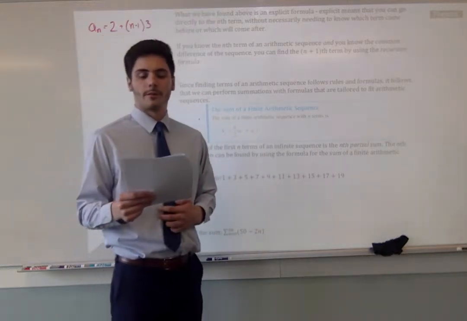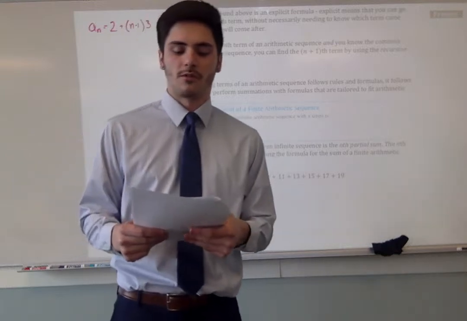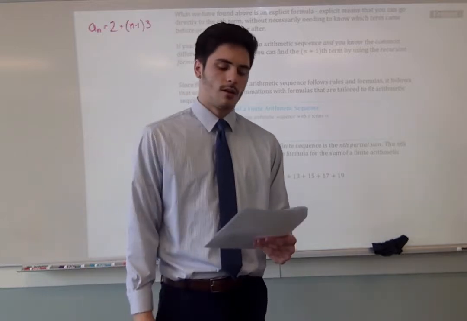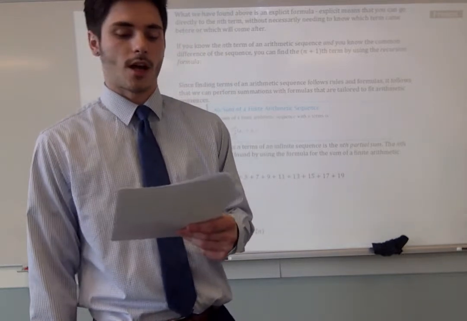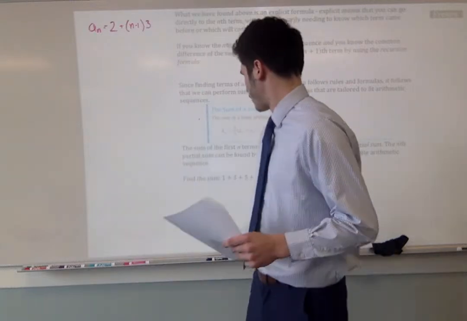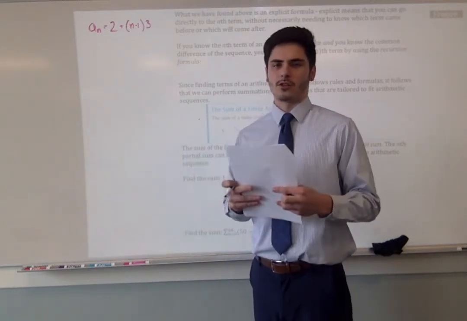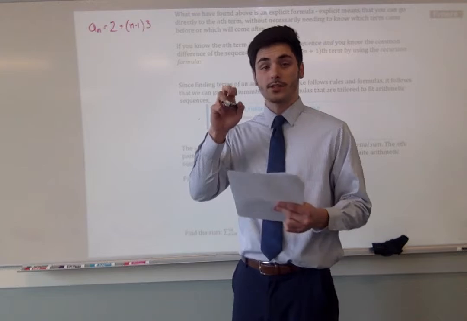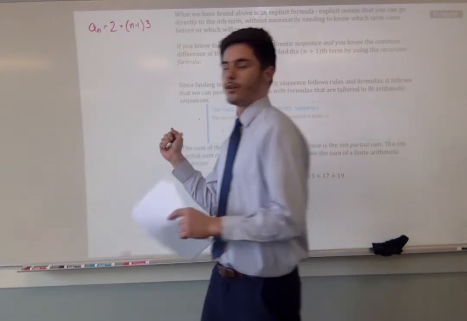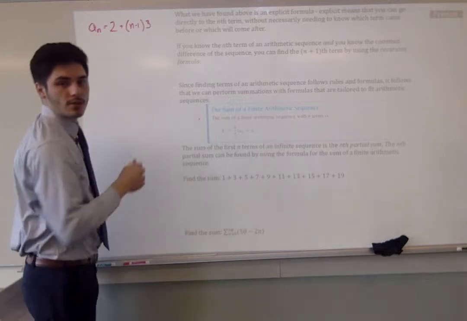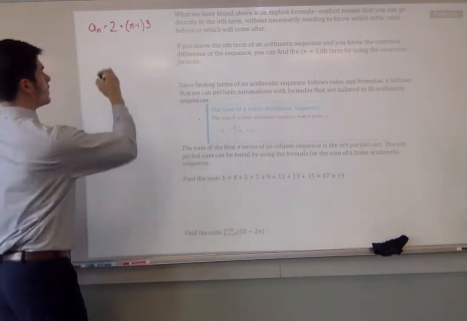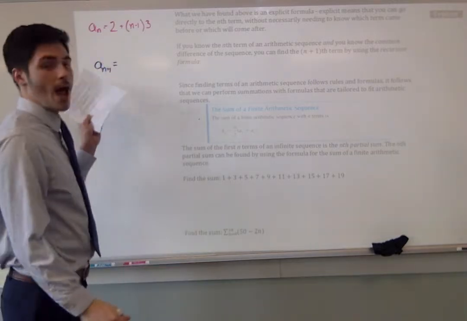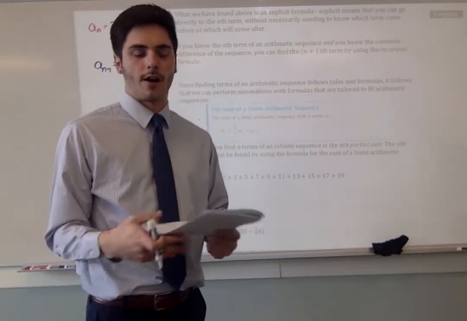So if we know the nth term of an arithmetic sequence and we know the common difference of the sequence, you can find the n plus 1th term, so the next term, by using the recursion formula. And this is kind of confusing because it's like a math operation that we haven't really seen before, but it looks really simple. So our next term, a sub n plus 1, so we have a sub n to signify the term that we're trying to find, and if we have a sub n plus 1, that means the term after the one that we have found or are trying to find.